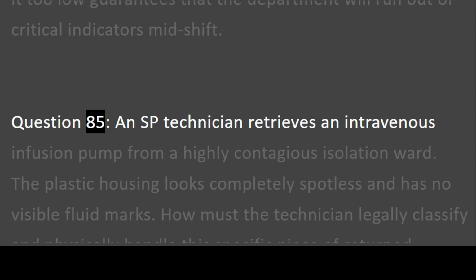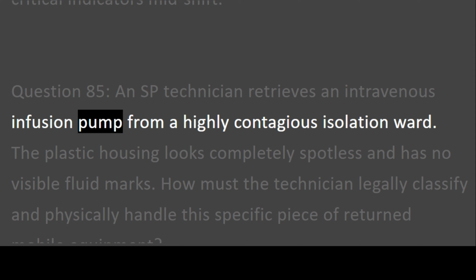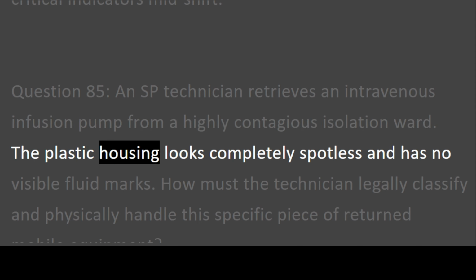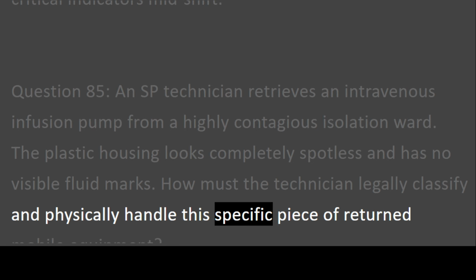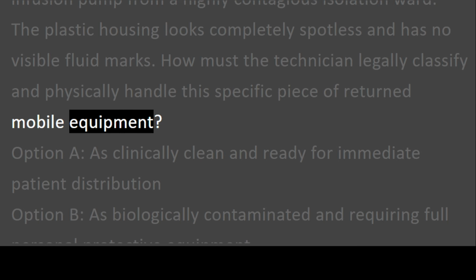Question 85. An SP technician retrieves an intravenous infusion pump from a highly contagious isolation ward. The plastic housing looks completely spotless and has no visible fluid marks. How must the technician legally classify and physically handle this specific piece of returned mobile equipment?